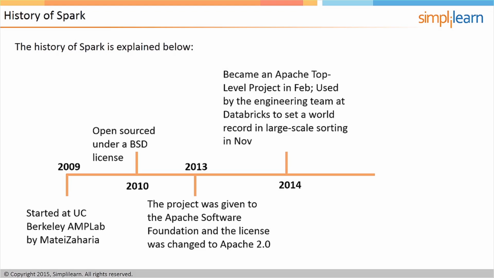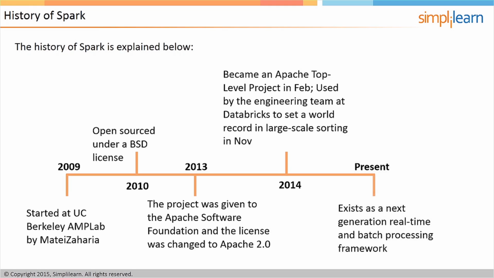Then in November of the same year, it was used by the engineering team at Databricks to set a world record in large-scale sorting. Now Databricks provides commercial support, and they provide certification for it. At present, Spark exists as a next-generation real-time and batch processing framework. The graphic on the screen also displays the journey of Spark.